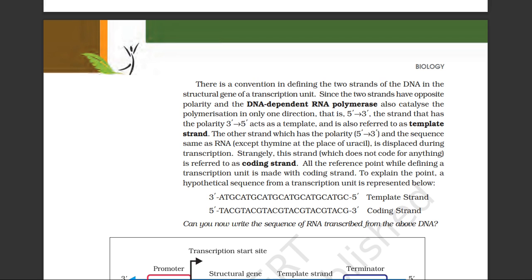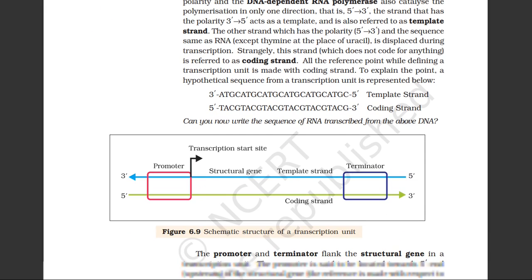To explain the point, a hypothetical sequence from a transcription unit is represented below. 3', 5', template strand; 5', 3', coding strand. Can you now write the sequence of RNA transcribed from the above DNA?